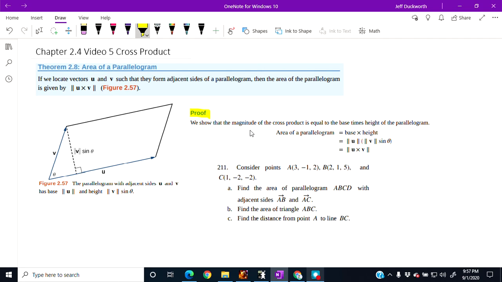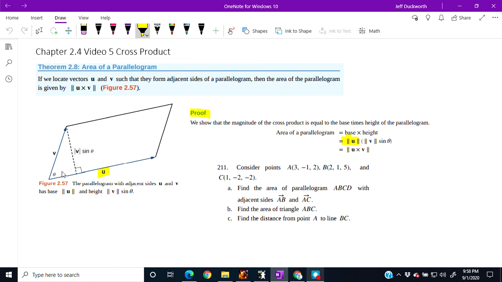So we know the area of a parallelogram is base times height. So the magnitude of u times the magnitude of v times the sine of theta gives us R2. The magnitude of u is that distance there, and then this height is based upon v and the sine of theta from the previous definition. And that gives us the magnitude of u cross v, again from a previous video.